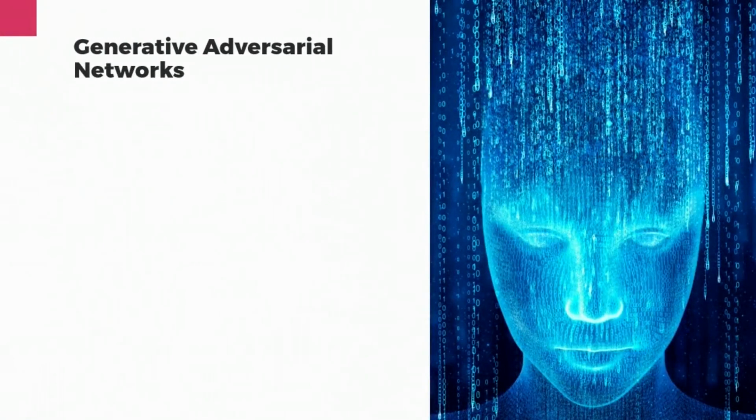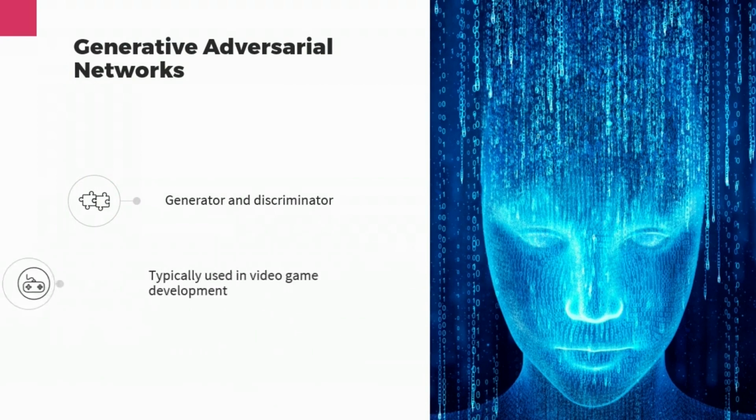Another one that's very powerful is the generative adversarial network. What these use is a generator and discriminator to generate new data, and they're often used in things like video game development for creating realistic game characters, which is kind of interesting. But not only that, we can actually use a generative adversarial network to do all sorts of things, such as generate new images, videos, and text.